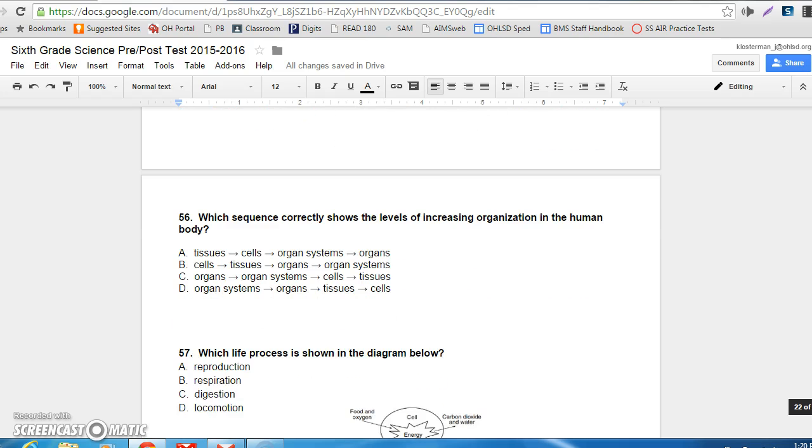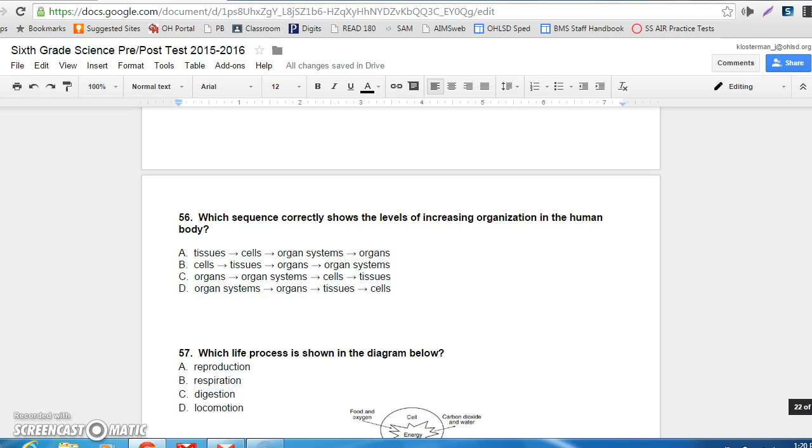56. Which sequence correctly shows the levels of increasing organization in the human body? A. Tissues to cells to organ systems to organs. B. Cells to tissues to organs to organ systems. C. Organs to organ systems to cells to tissues. D. Organ systems to organs to tissues to cells.